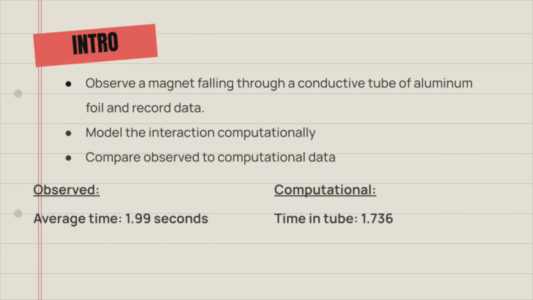The purpose of this lab is to observe the behavior of a magnetic field which exerts a force on the source of the external magnetic field, by collecting experimental data and predicting outcomes with the same variables through a computational model through GlowScript. My predicted results were 1.99 seconds through observed average, and my computational results were 1.736 seconds from the GlowScript. It is apparent that these numbers are very close.